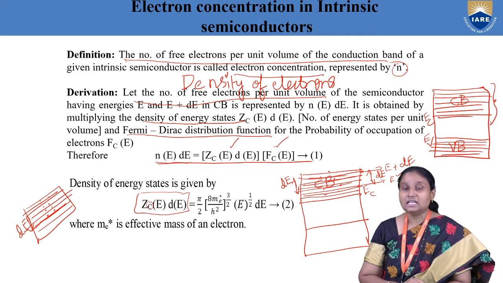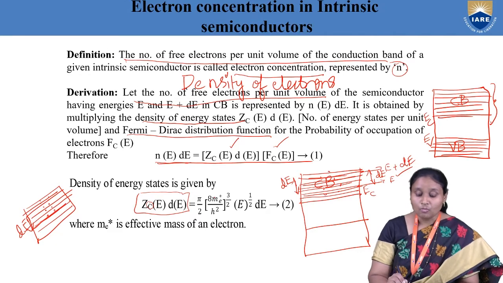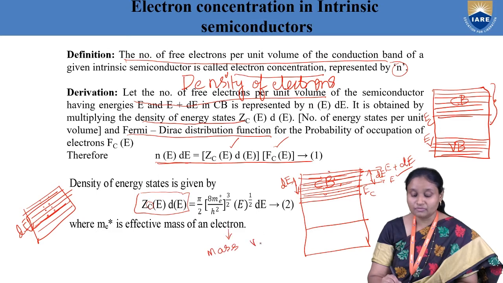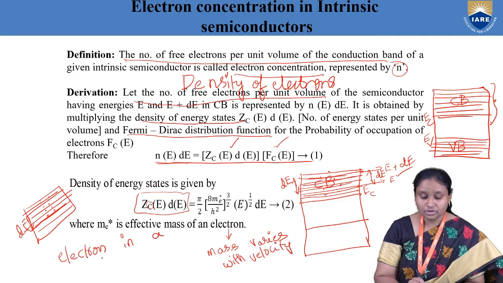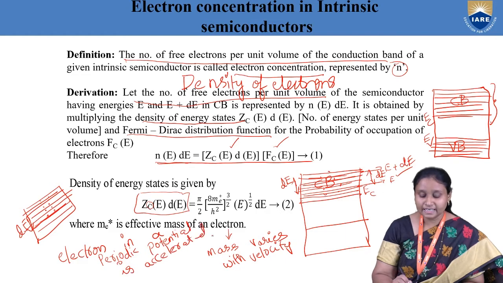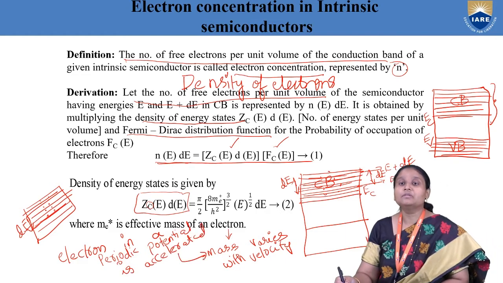When we have such an electron moving in a periodic potential, what you will observe is that the mass of the electron is going to vary with velocity. Mass varies with velocity when the electron in a periodic potential is accelerated. And how is it accelerated? It is accelerated either by applying an electric field or a magnetic field.